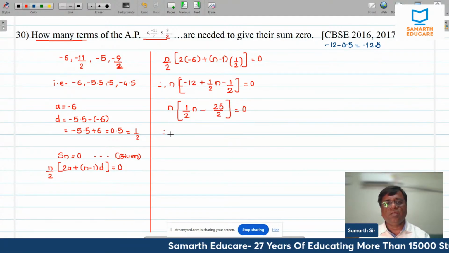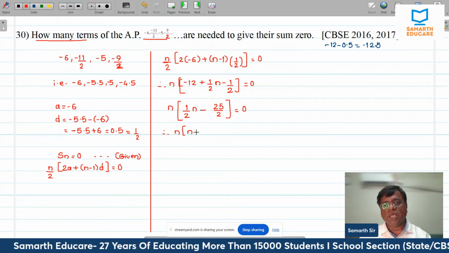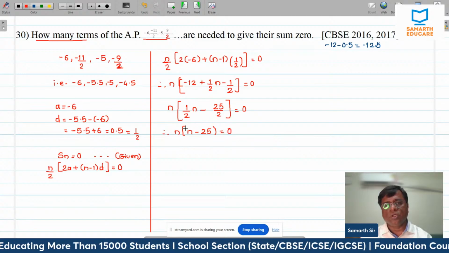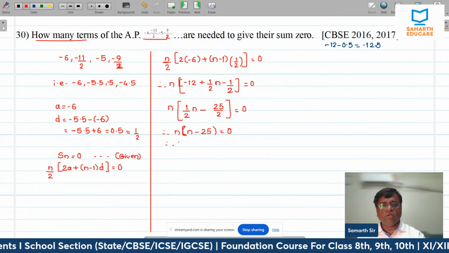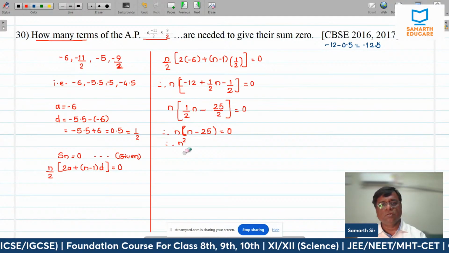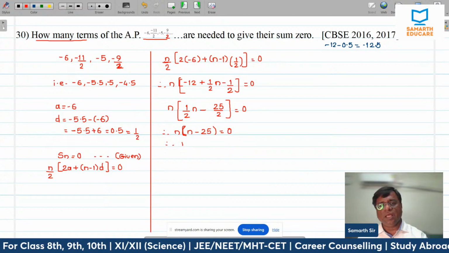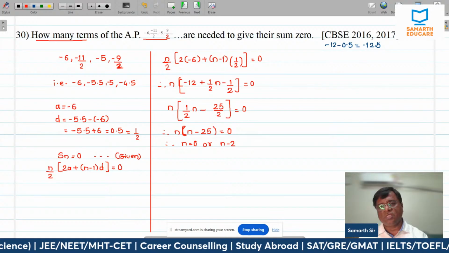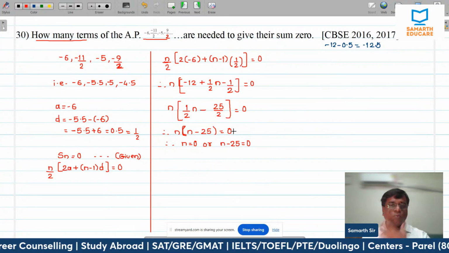Let me again multiply the whole equation by 2. So this becomes n minus 25 is equal to n into 2 into 0. So now I have n square, or rather, no need to do anything here. Let me write, the meaning of this is either n is equal to 0 or n minus 25 is equal to 0. This comes from the quadratic equation, which says zero product rule.